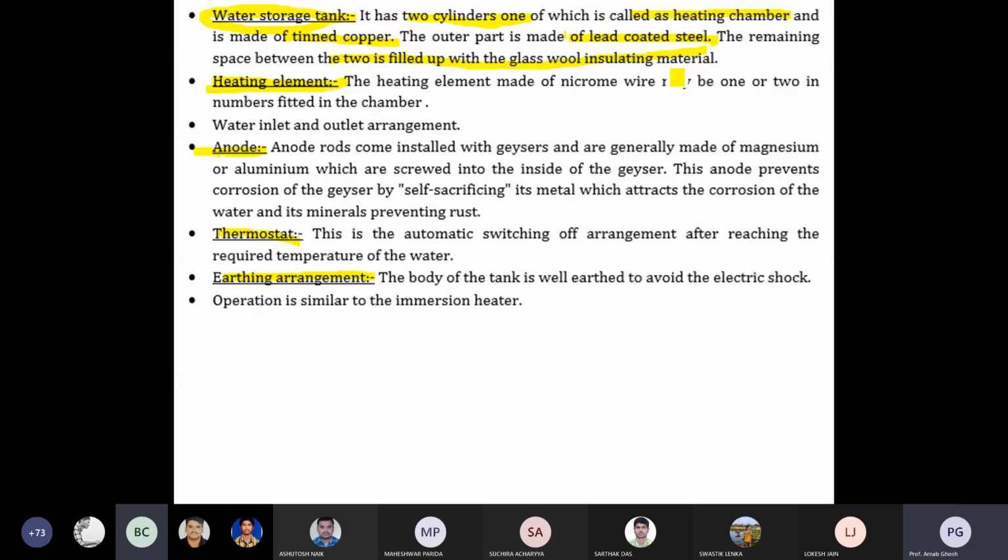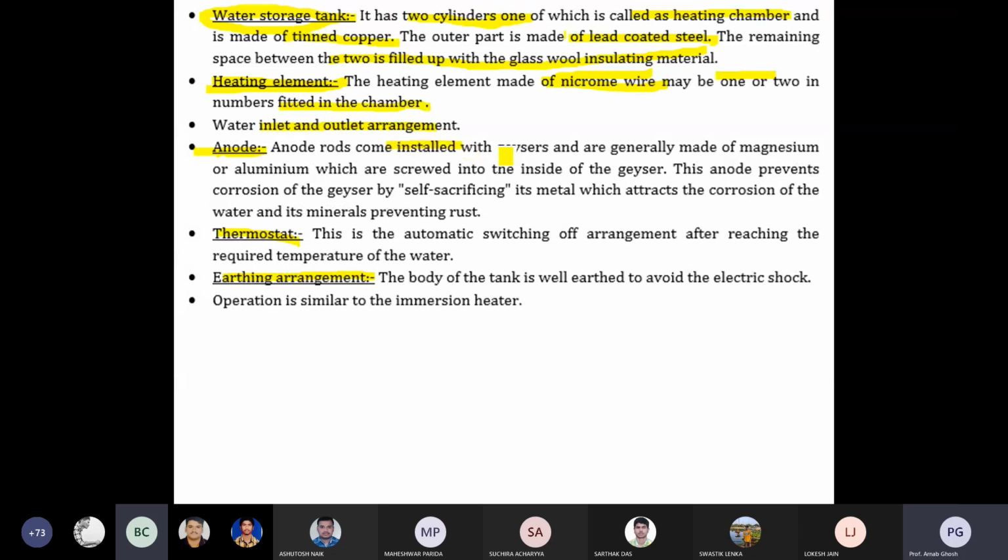an insulating material, otherwise heat will be dissipated. So it prevents heat loss. Heating element: the heating element is made of nichrome. Nichrome wire, one or two, is fitted inside the chamber. Nichrome wires are there, so they will be inside the chamber. Water inlet and outlet arrangement must be there.